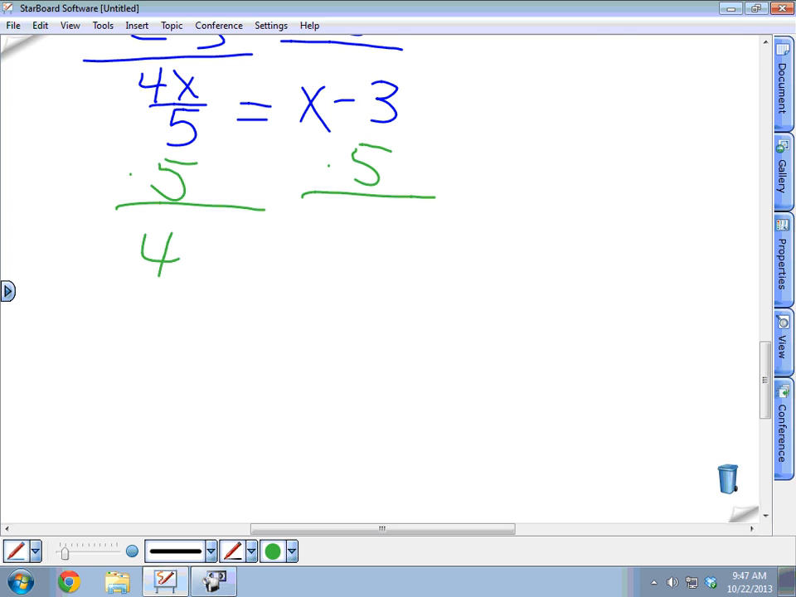4x. Notice, guys, division by 5, multiplication by 5 just leaves me with 4x. Okay. Now, what am I going to do here? This is a little bit trickier on this side. You're going to multiply 5 by what? By x minus 3.